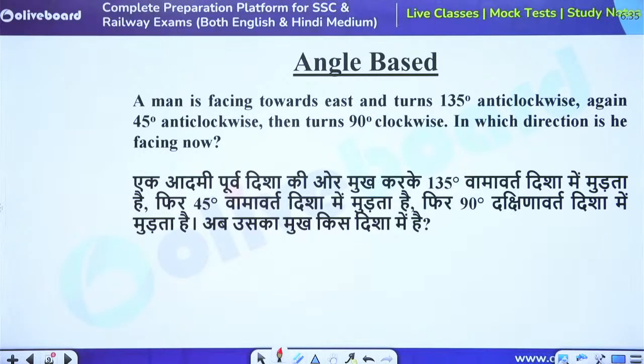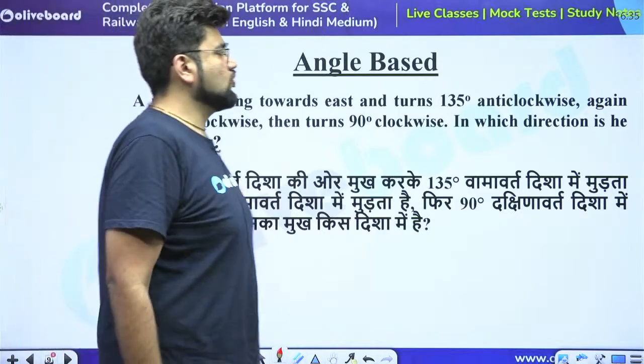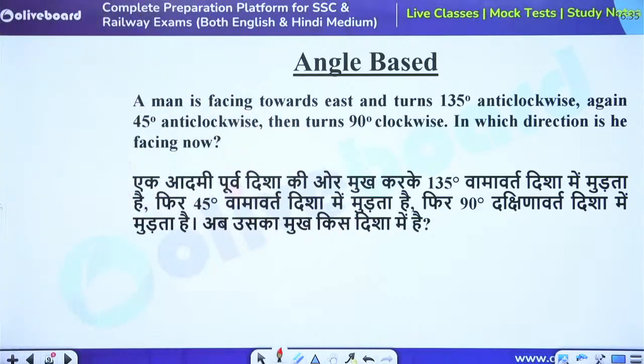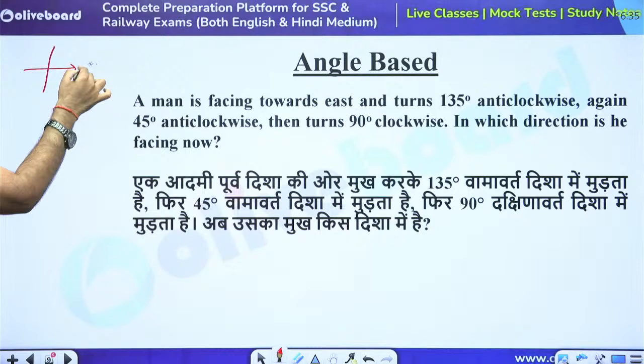The next type is the angle based type. For angle based questions, your question will be something of this sort. A person will be starting from a particular direction. Let's say here the man is facing towards the east. So man is facing towards the east.